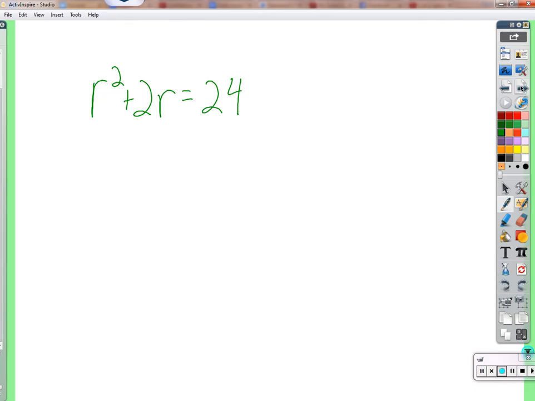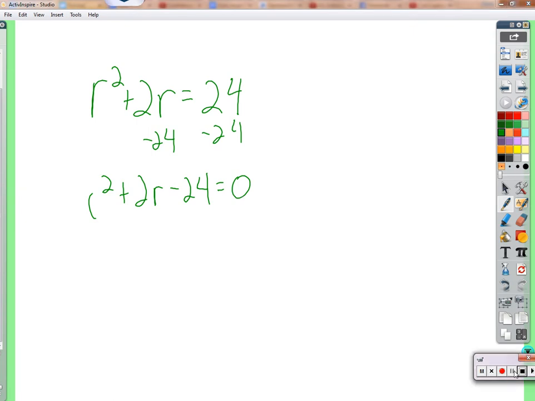All right, so what is something we should probably change about this equation? That's it. Get it equal to zero on one side. Get it equal to zero, okay? And we do that by doing what? Subtracting. Subtract 24. r squared plus 2r minus 24 equals zero. You guys take it from there. Get the negative in there, see if you can handle that.